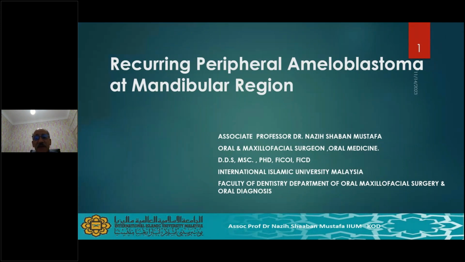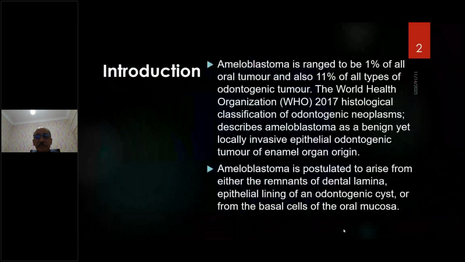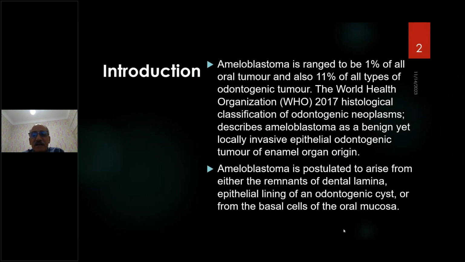Actually, as we know, the peripheral ameloblastoma is an extraosseous type of ameloblastoma. Ameloblastoma in general makes up about 1% of oral tumors, while ameloblastoma takes the 11th percentage of all types of odontogenic tumor.